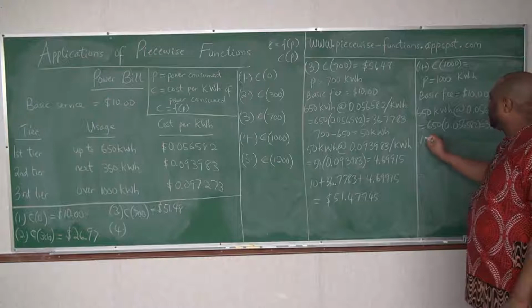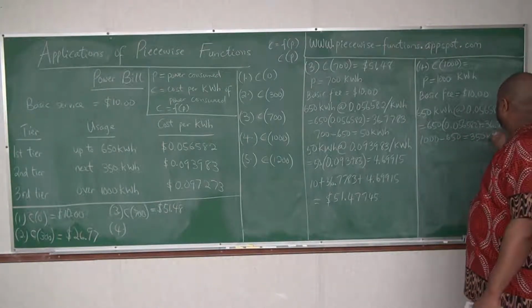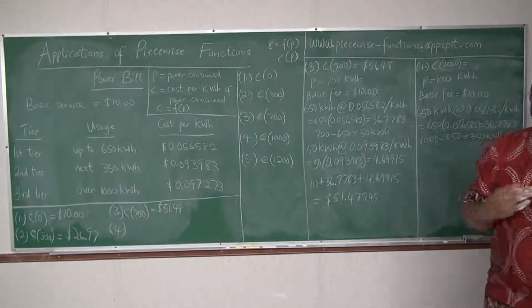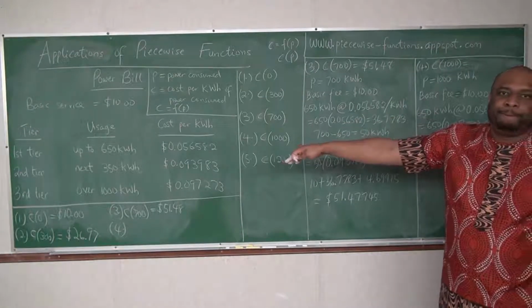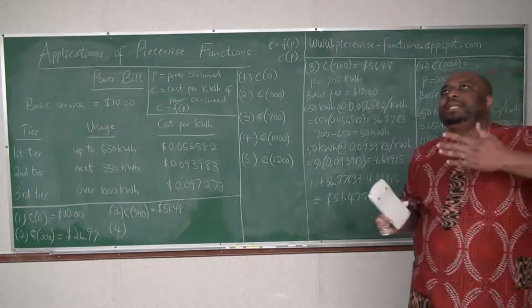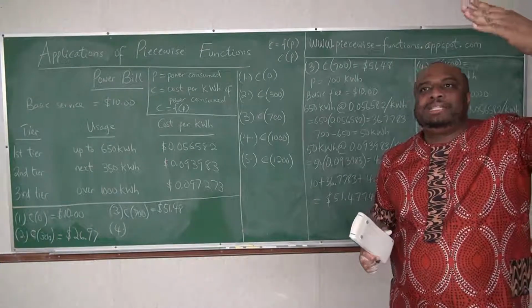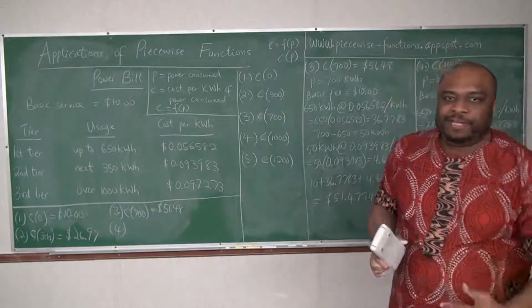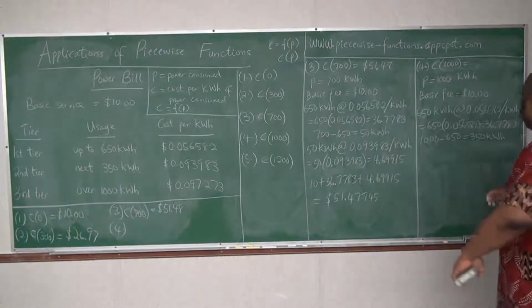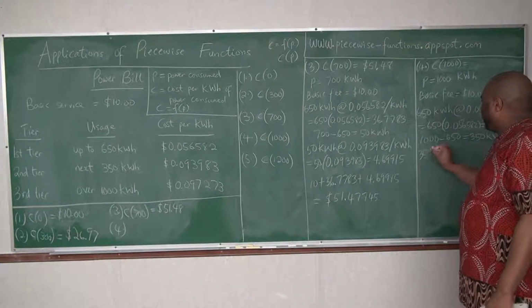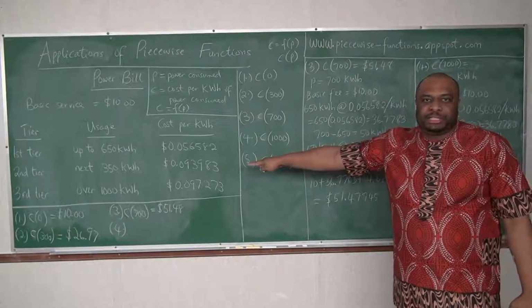We now do 1,000 minus 650, and that is 350 kilowatt hour. And this falls in the second tier. So the thing here is this: before you get to the second piece, you must go through the first piece first. That is the idea. So we now say 350 kilowatt hour will now be charged at that rate.